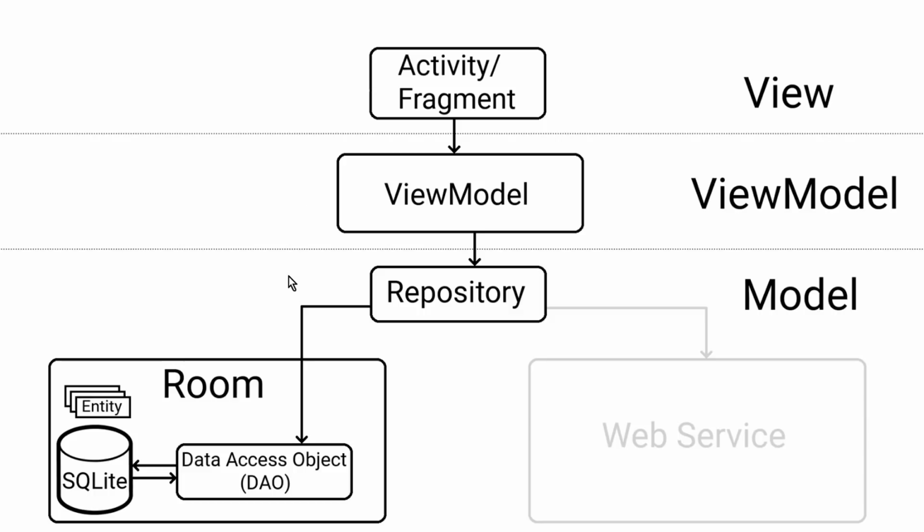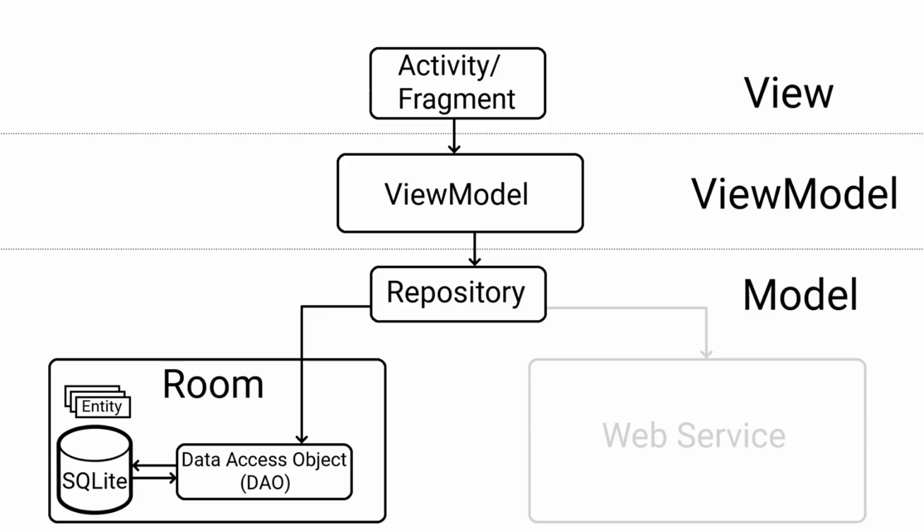Every layer only knows about the component directly below it. The ViewModel gets the data from the repository, but it doesn't have to know how the data is retrieved from the different sources. And the UI controller draws the data from the ViewModel onto the screen, but it doesn't have to store the data itself or initiate any database operations directly.